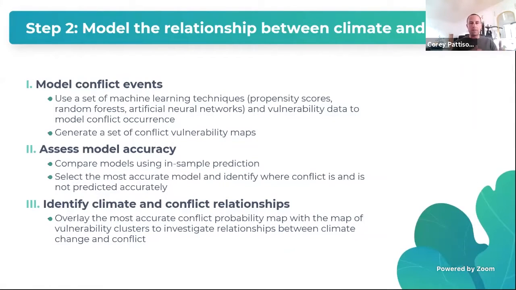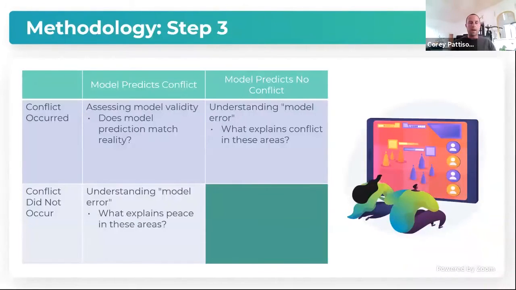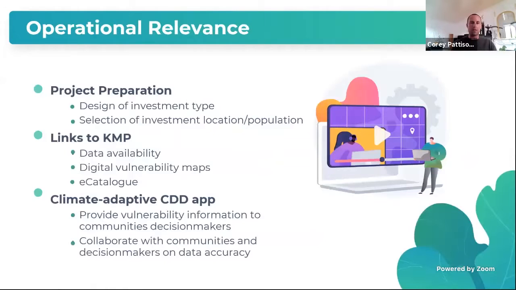We then use a set of machine learning techniques with this vulnerability data to assess the vulnerability to conflict in the future, effectively predicting where we think we will see conflict. As I said, then using in-sample prediction, we can see where the model has been accurate and where it's been less accurate, and then overlay these to investigate the relationships between climate and conflict. And we should get 3 different cases, where the model has done well and less well, and we're commissioning case studies across those 3 areas.